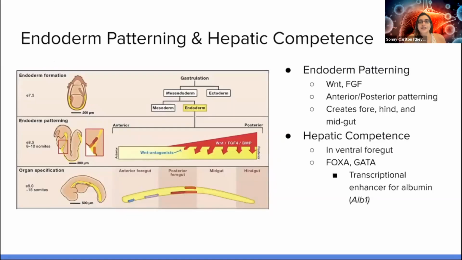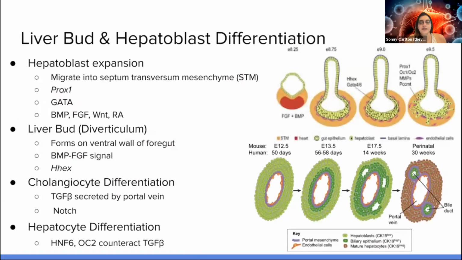Endoderm patterning is when the fore, hind, and midgut are separated. And then within the ventral foregut is where the hepatic competence is gained. Hepatic induction begins with a dual BMP FGF signal, where hepatoblasts then migrate and expand into the STM, forming the liver bud on the ventral wall of the foregut.